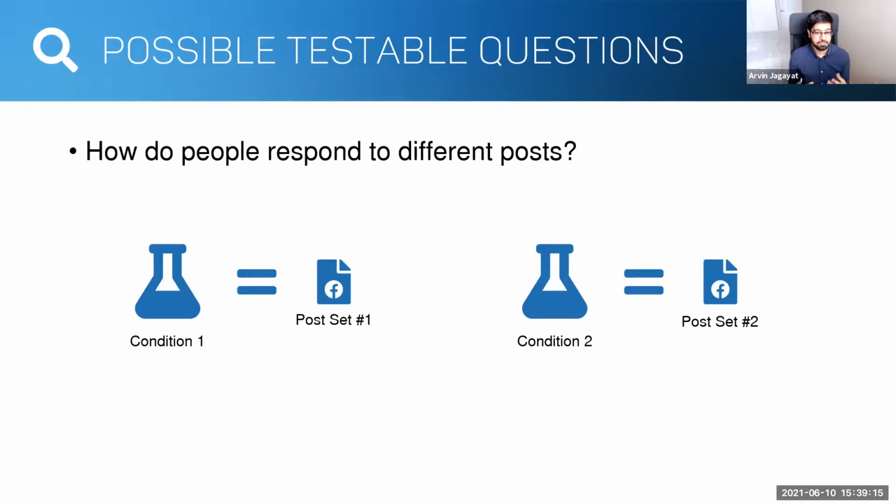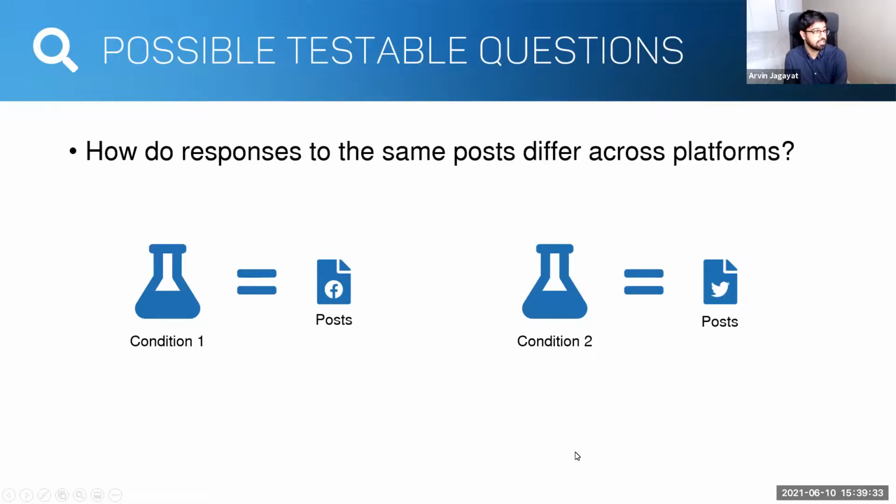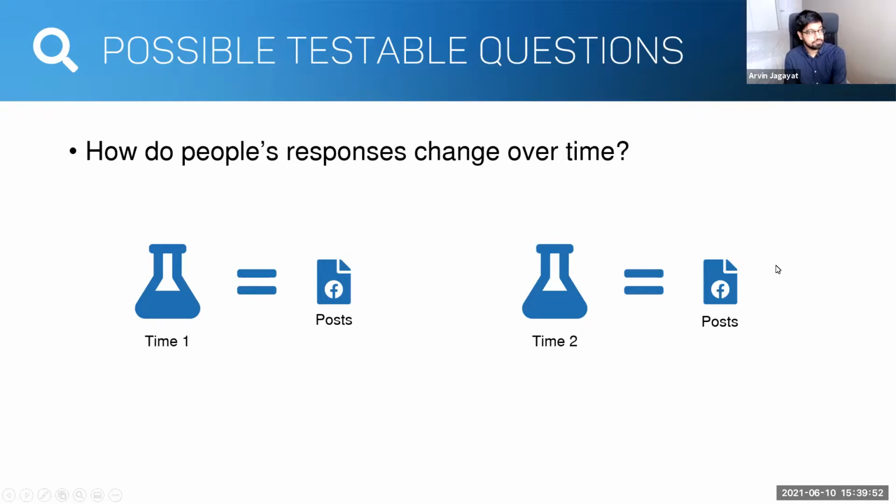And I think the beauty of this tool and its modularity is that there are so many different questions that can be answered using it. So imagine, how do people respond to different posts? You could have two conditions that give people different sets of posts in each condition. That's a very basic one. Another question is, how do responses to the same post differ across platforms? You could create two different conditions that show the exact same information, which again is possible because of that shared upload data structure. But one's in Facebook UI, one's in Twitter UI.